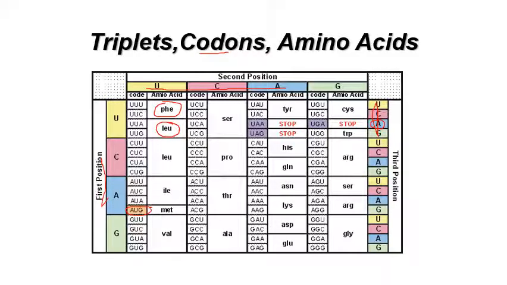AUG. This is methionine. Okay, this is the first amino acid. All proteins start with AUG. Okay, AUG. So they all start with methionine. Then there are stop codons. This tells us where the stop is.